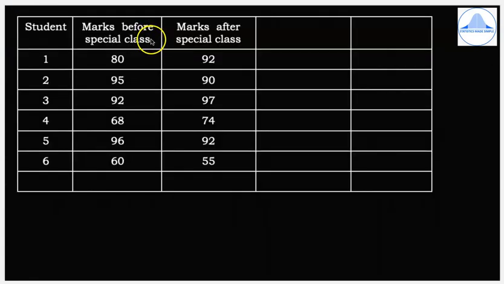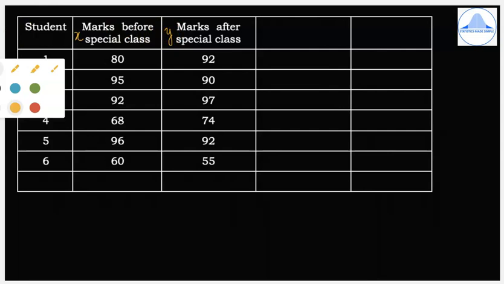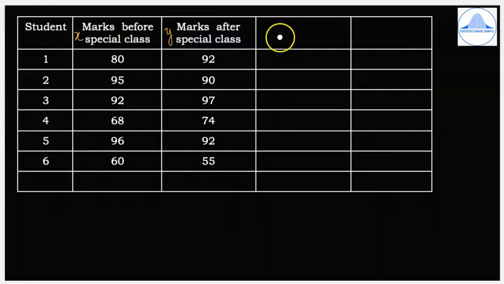Rewriting the given table in a column format, I have the student number, then marks before special class and marks after special class. So marks before special class, I will mark it as X, and marks after special class, I will mark it as Y. Next, I'll find out D, which is equal to X minus Y. So form that column, that is D equal to X minus Y. So 80 minus 92 is minus 12. Next value is 5. Then you have minus 5, minus 6, 4 and 5. Then calculate summation D, which is equal to minus 9.